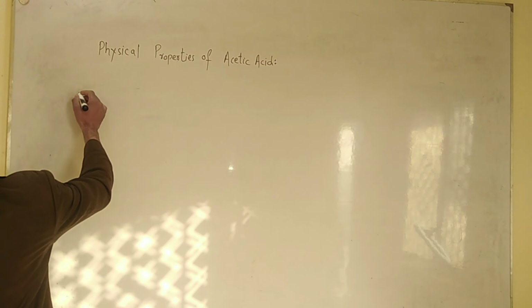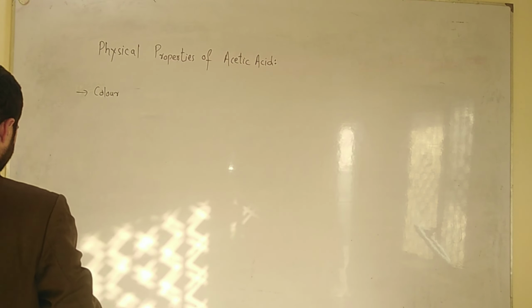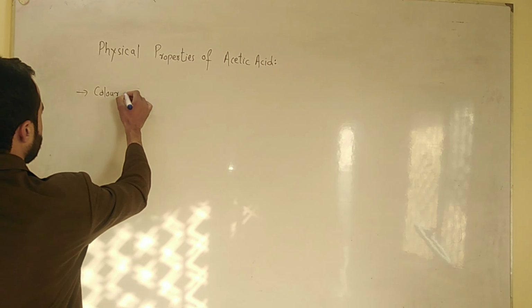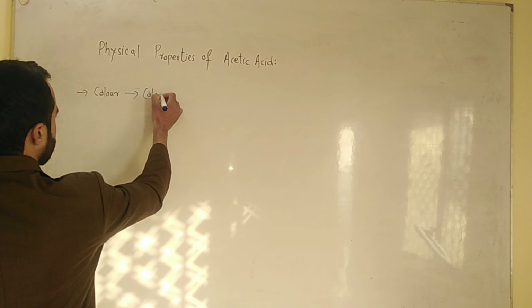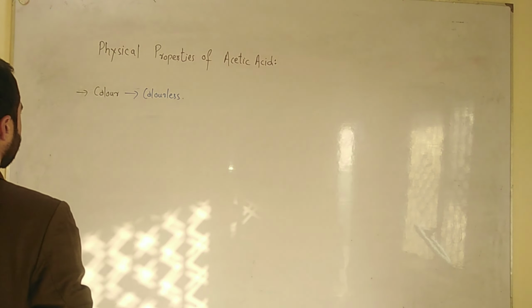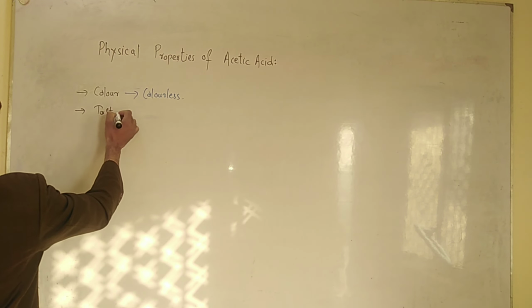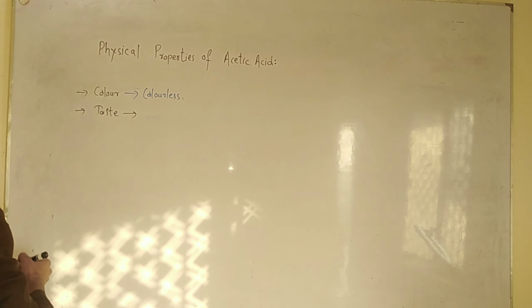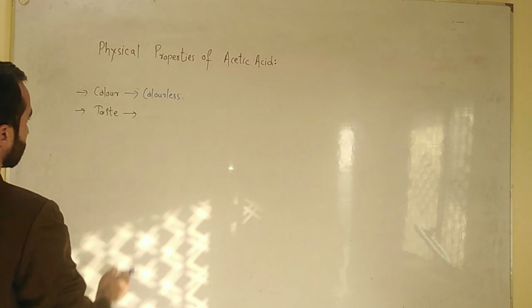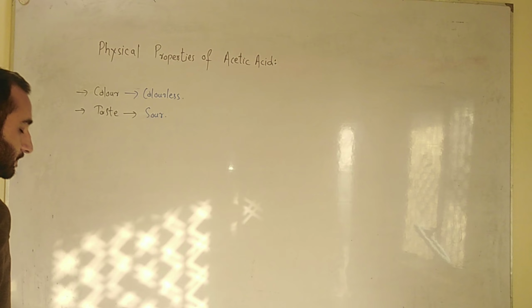First of all, if we talk about the color of acetic acid, what is the color of acetic acid, then we say that acetic acid is a colorless compound. Colorless. Secondly, the second thing is its taste. The taste of acetic acid, since this is an acid, is sour.